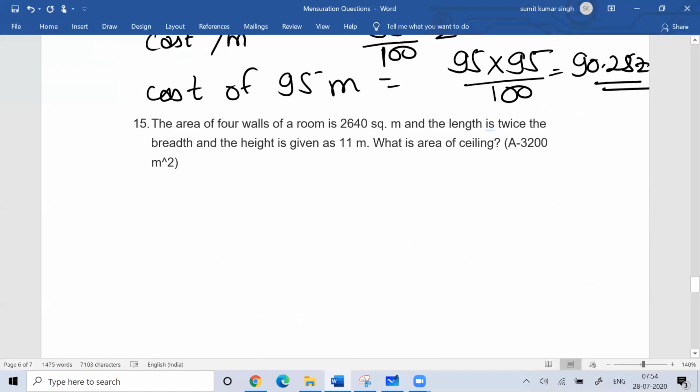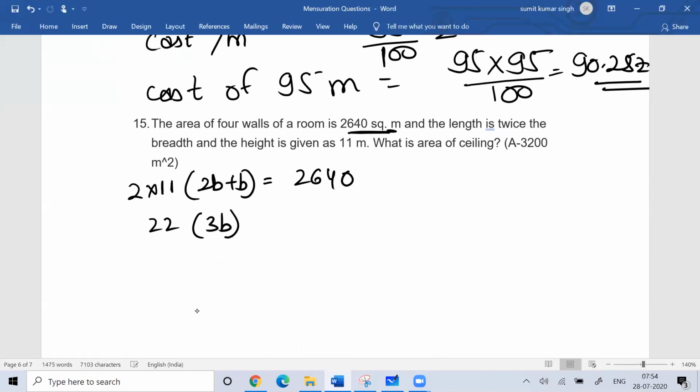And then you can see the next question. The area of 4 walls of the room is 2640, and the length is twice its breadth, and the height is 11. So height is 11 and the length is twice its breadth, and the area is 2640. So you can write 22 into 3b is 2640. So b is equal to 40. So L is equal to 80.